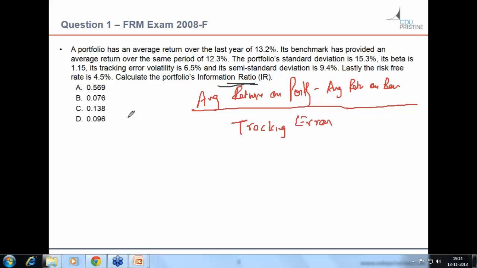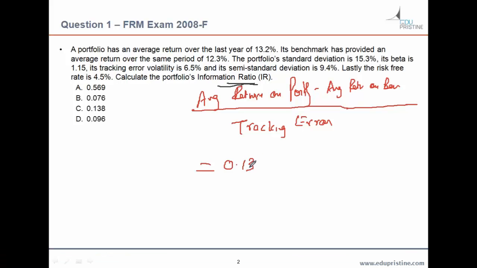Okay, so what is it saying? The average return over the last year of the portfolio was 13.2%. It's 0.132 minus, what's the return on benchmark? 0.123, upon the tracking error. You have to find the tracking error. It's 0.065. You get the answer.